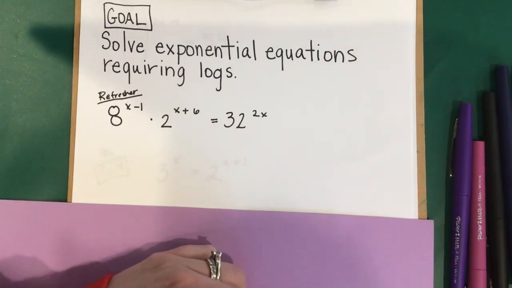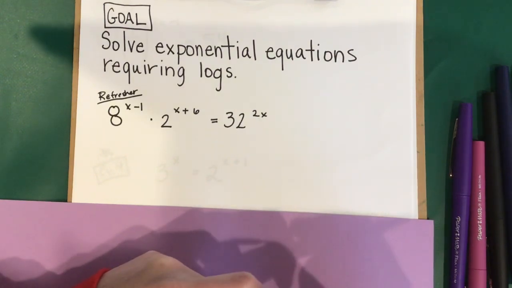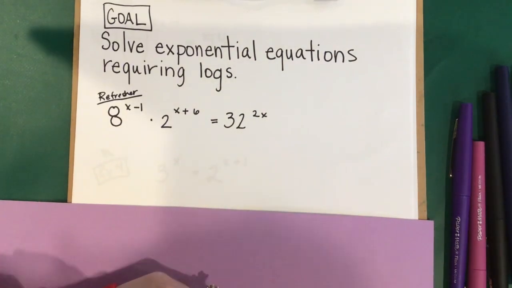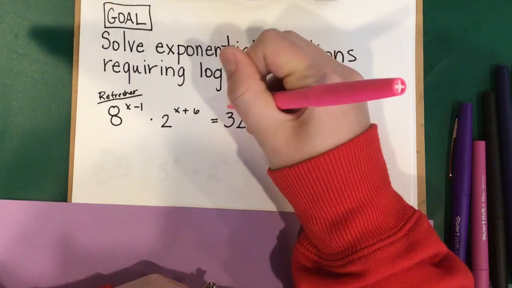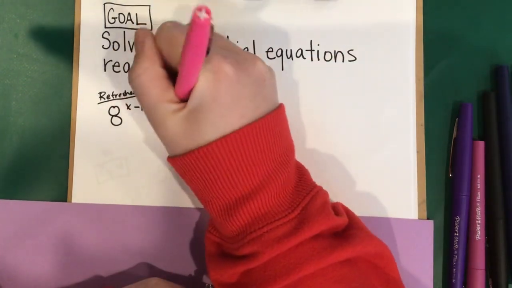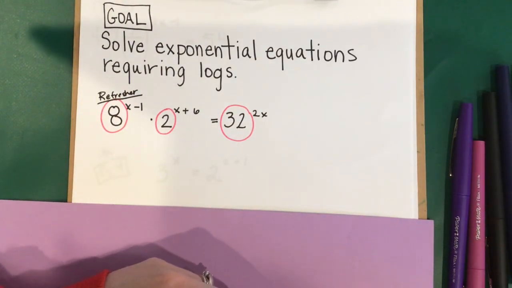So right now, what would be a good idea is if you guys paused this and tried to figure out how to solve this. Seriously, pause it. Do the problem. If you're stuck, remember, you can take each of our bases right now and look at them and say, what can I rewrite all of those bases as? Do it.